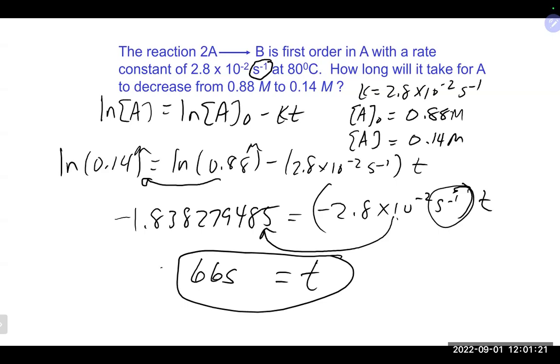So pretty quick, we could drop the concentration here from 0.88 to 0.14 in about a minute. It will drop all the way down to basically that concentration. Any questions on any of that math there? Okay.